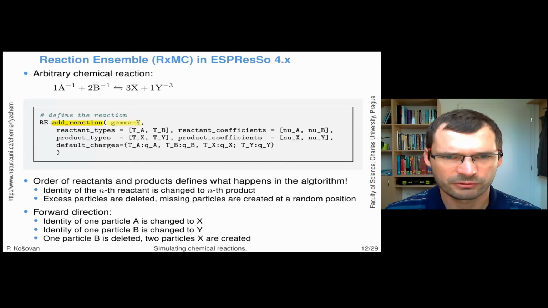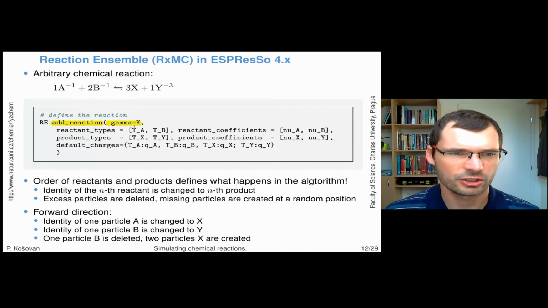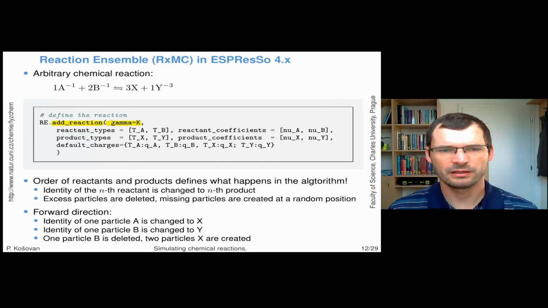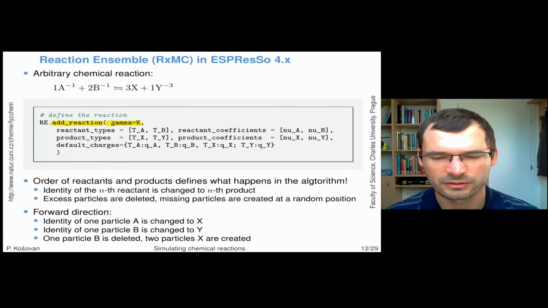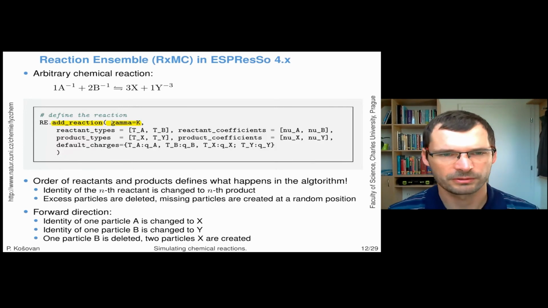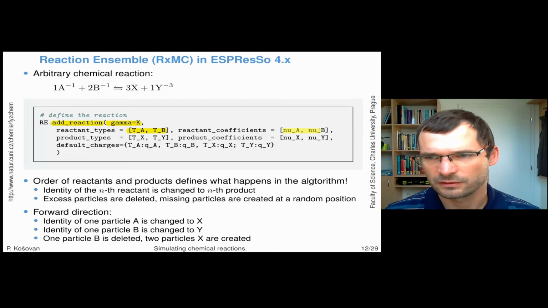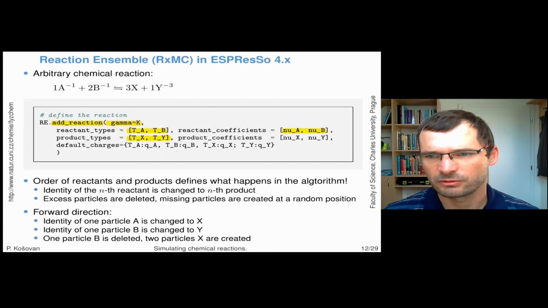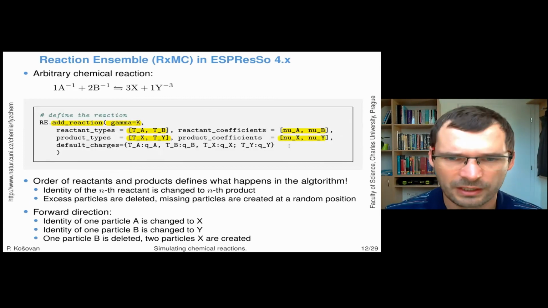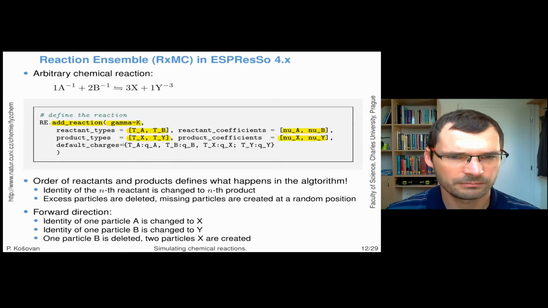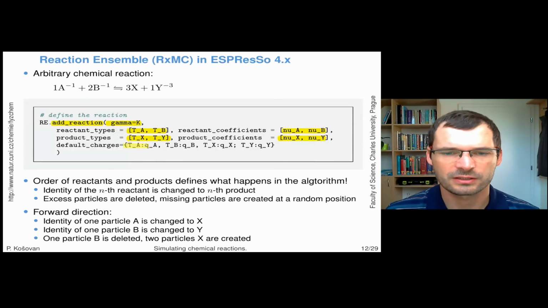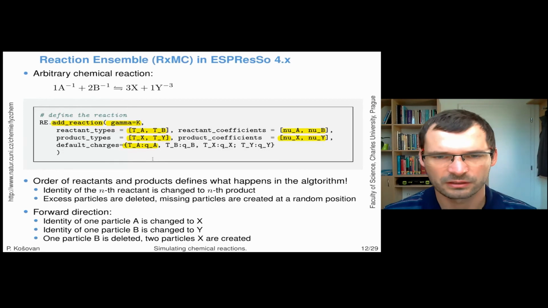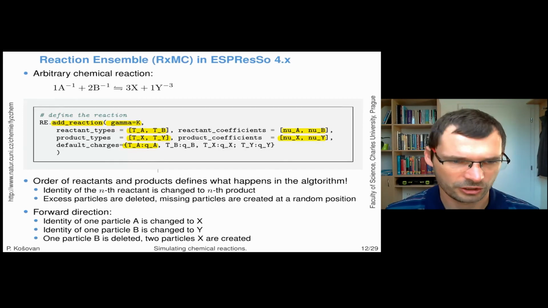First, I provide the equilibrium constant, which here is called gamma, because gamma was the variable used in the original paper by Smith and Triska, who introduced this method. Then I provide a list of the types of reactants and the stoichiometric coefficients of the reactants. I provide a list of products and the stoichiometric coefficients, again as a list. Finally, I provide the dictionary which links particle types in the reaction with their charges.